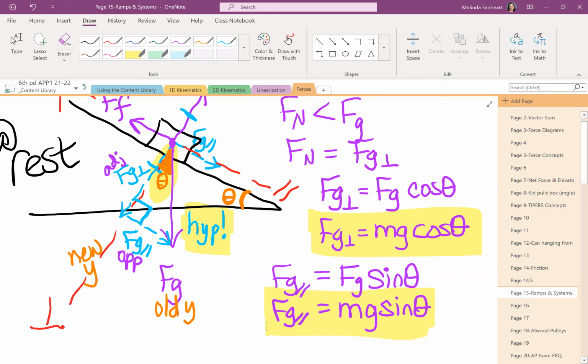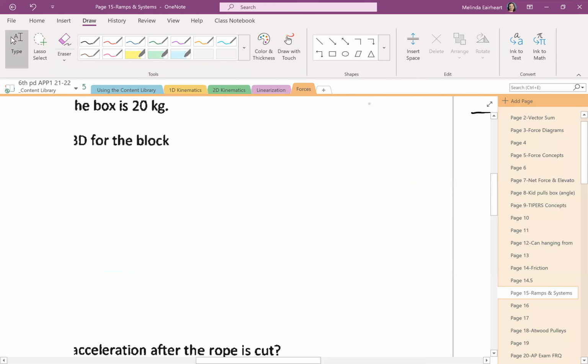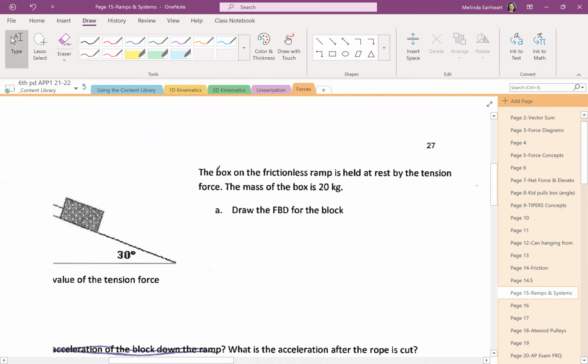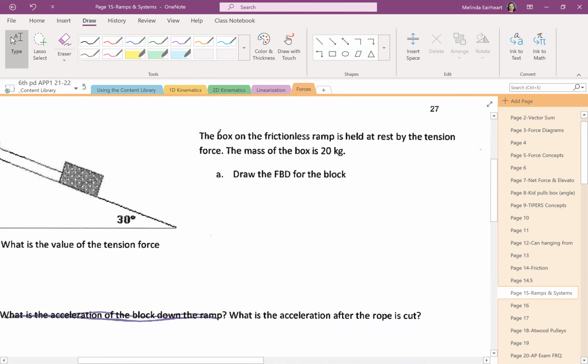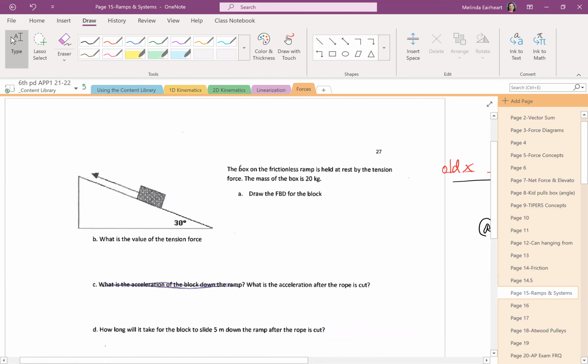Okay. So with those in mind, let's go solve a problem. And so on page 15, this same page, we've got a box. Now it's a frictionless ramp, so we're not going to draw friction. It's held at rest by a tension force. The mass of the box is 20 kilograms. Now they're telling us, but just be ready, you're not always told, draw a free body diagram for the block.